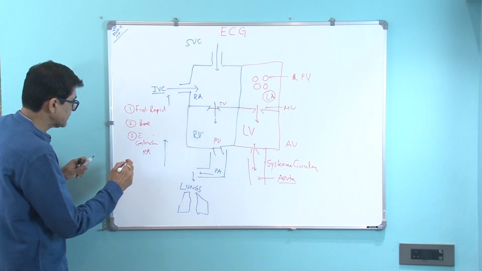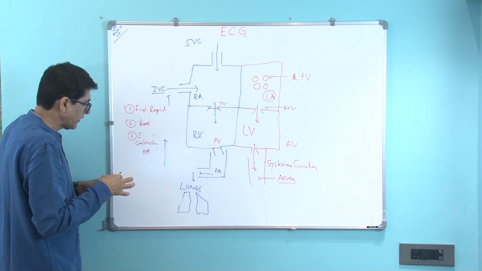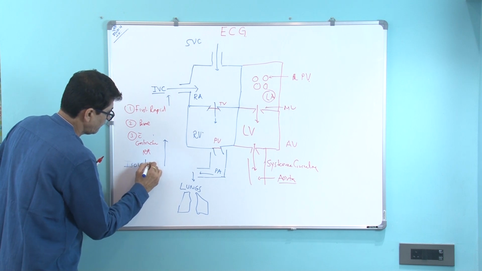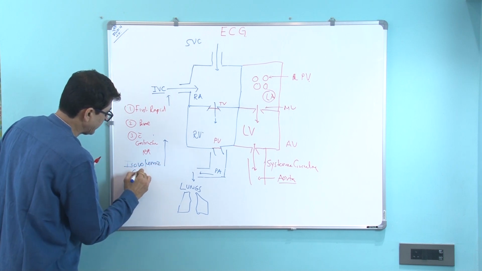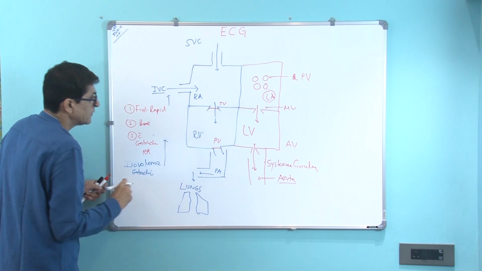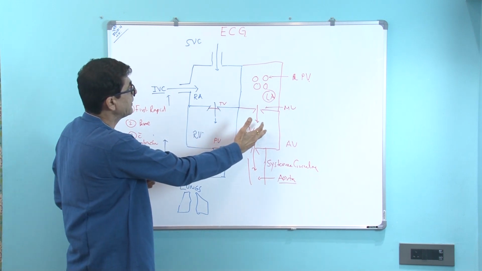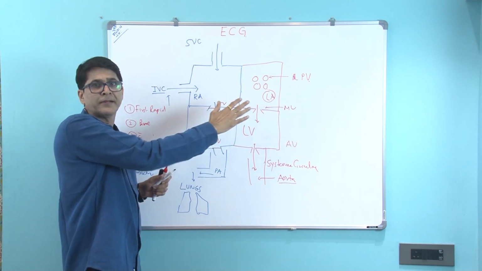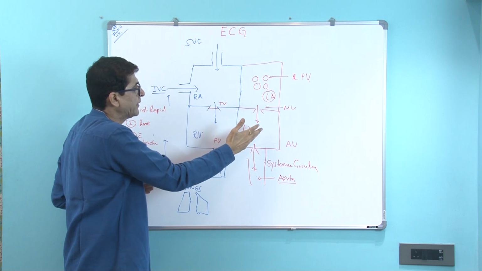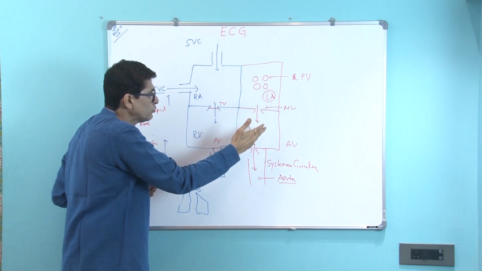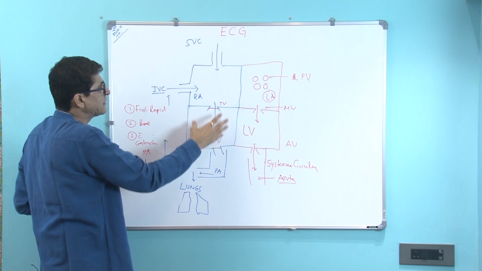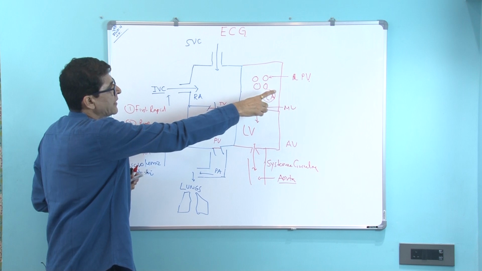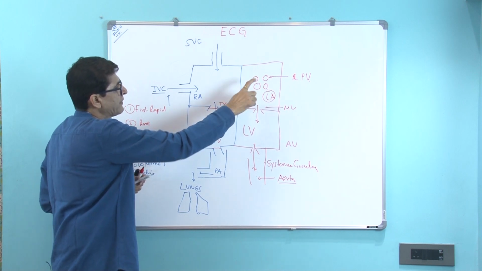So then the next thing that will happen is an isovolumic contraction. The same thing will happen simultaneously when blood is coming from RA to RV. At the same time the blood will come from the pulmonary vein, from the left atrium to the left ventricle. So this is simultaneous, not one after another.